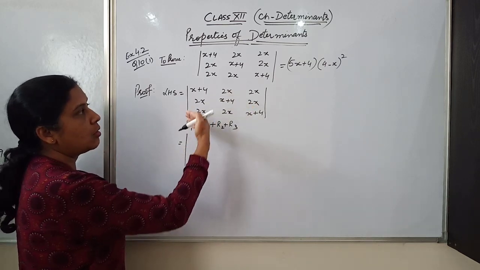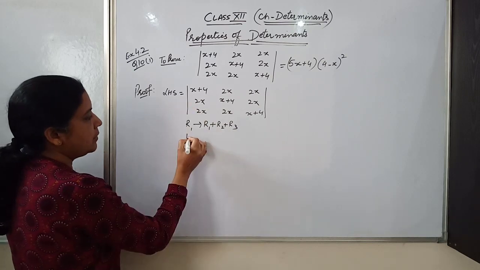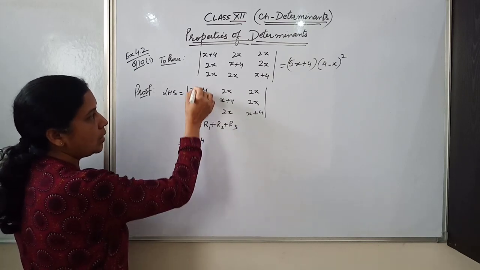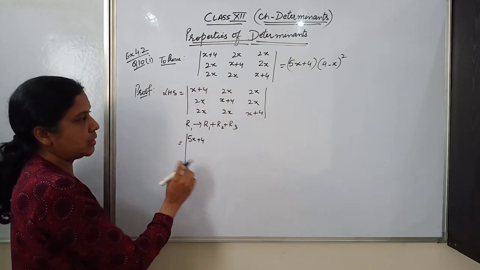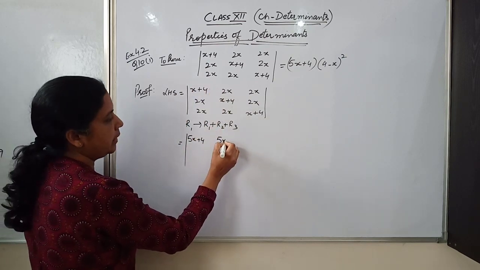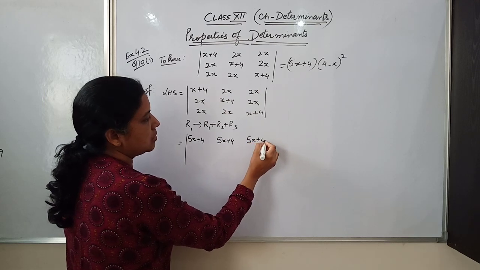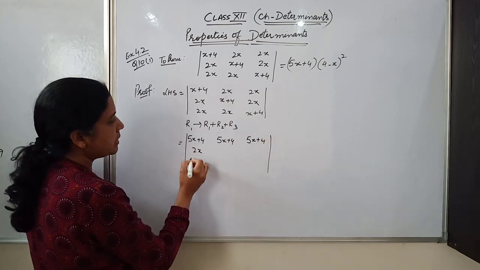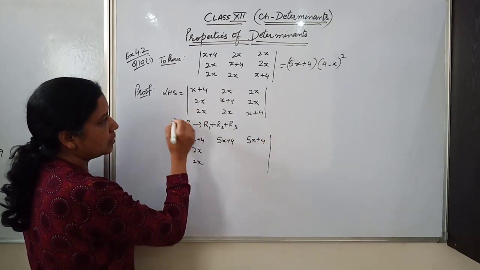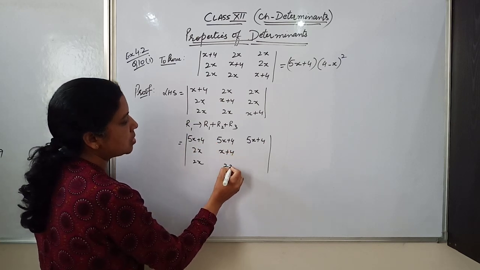You could have gone for columns as well. 5x plus 4. All the corresponding entries added into the first row. Here also I am getting 5x plus 4. You can check it for the third element also. It's the same. Since there is no transformation in the second row and third row, they will be kept as such. No change.